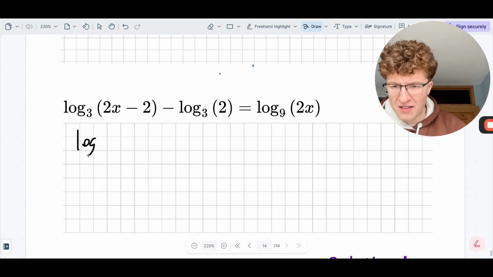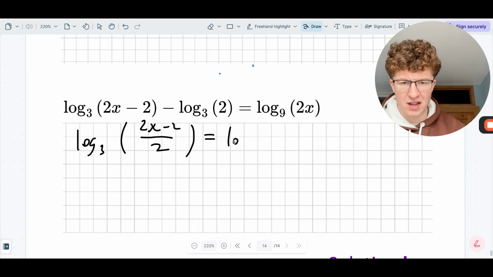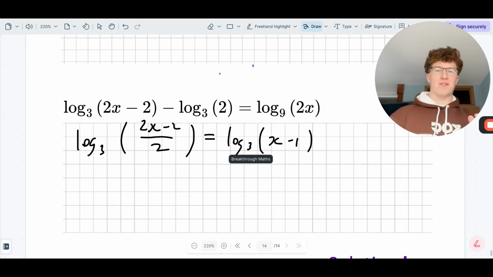So I can write it as log to the base 3 of (2x minus 2) divided by 2. And I can rewrite that as log to the base 3, since there's a 2 in both of them, of just x minus 1. Boom. That's the left-hand side simplified.